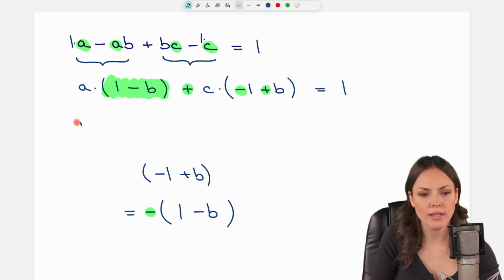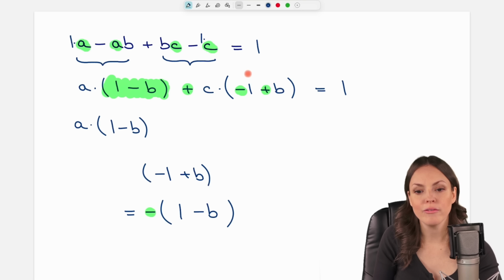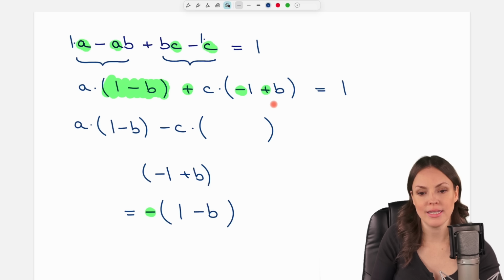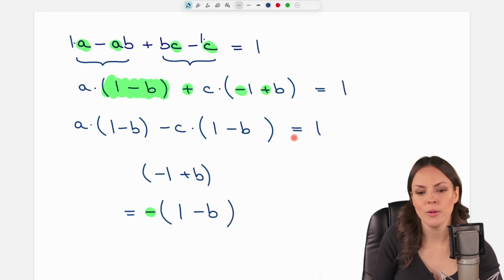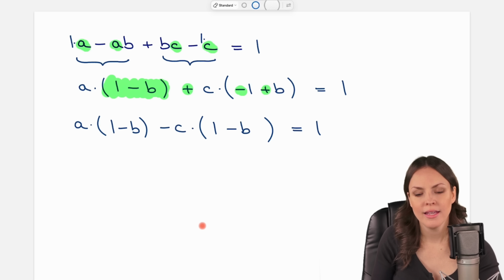We don't change anything with the first part. We liked it so far, but here, if we factor out the minus, then instead of the plus c, we're going to have a minus c, because these two come together. And in our parentheses, we have to change the signs, what we saw here. So we have the 1 and then the minus b. And on the other side, we have our 1.